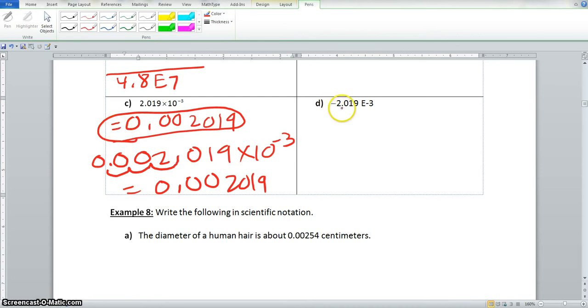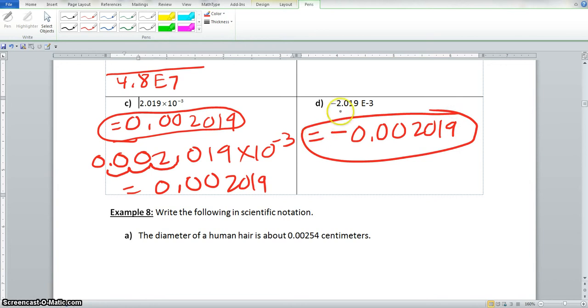Now we come here, we have negative 2.019 e to the negative 3, and it's basically the same thing, except this has a negative sign in front of it. It's a negative 0.002019. This is the only difference between the two. It's the same exact problem, so you still do it the same.